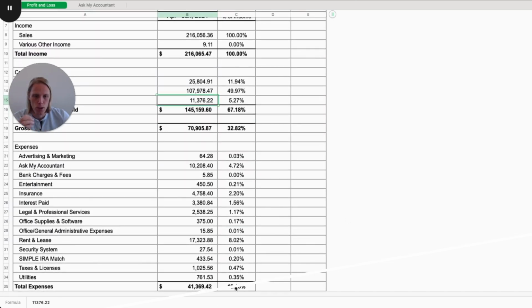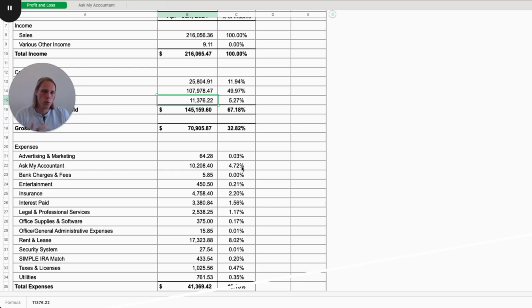Okay, so we can see that their total expenses are about 19%. That's not using up all of their 33. This is actually not bad. And so we can kind of look into this, what's going on. Very little advertising and marketing. Nothing to explore there. They have a lot in Ask My Accountant.